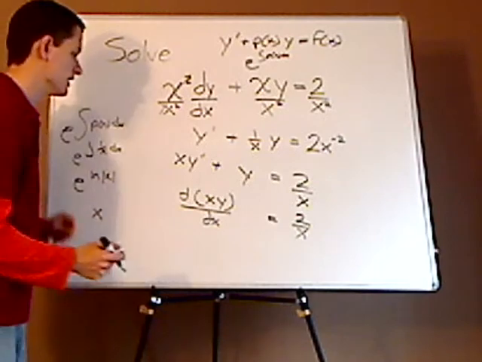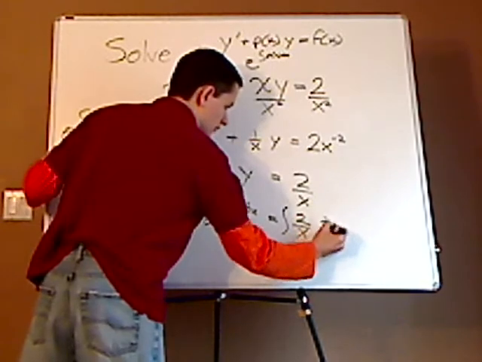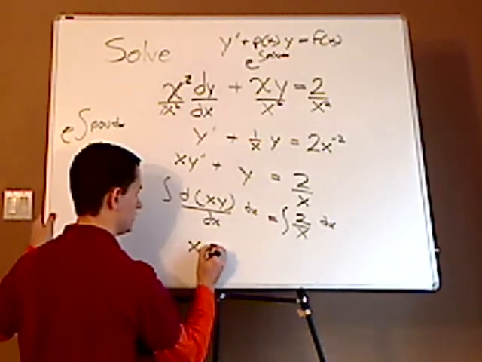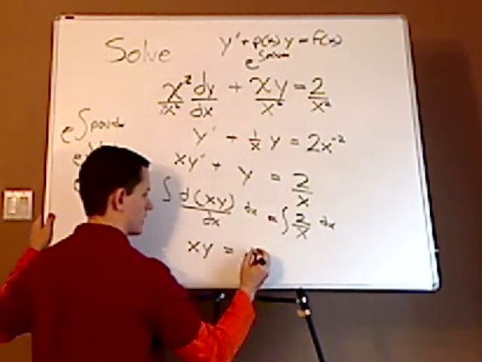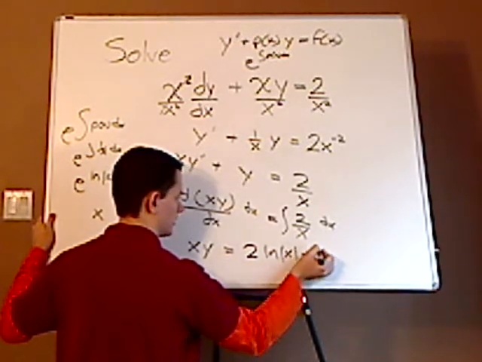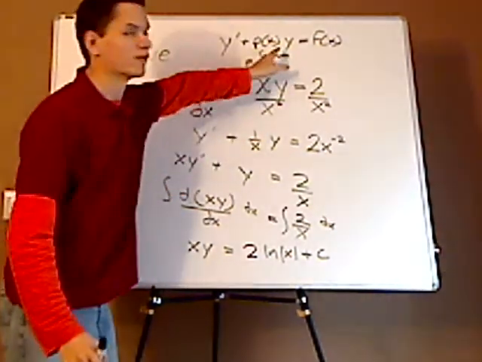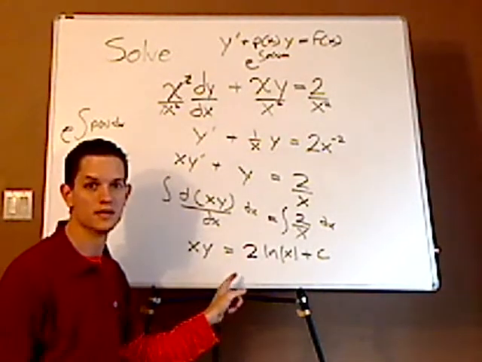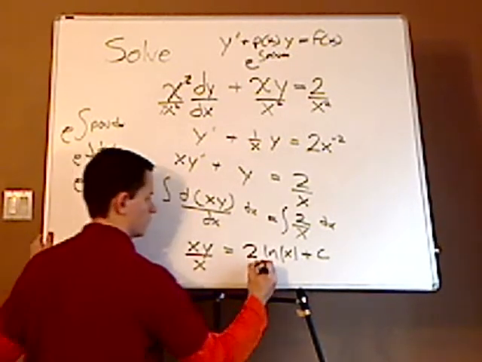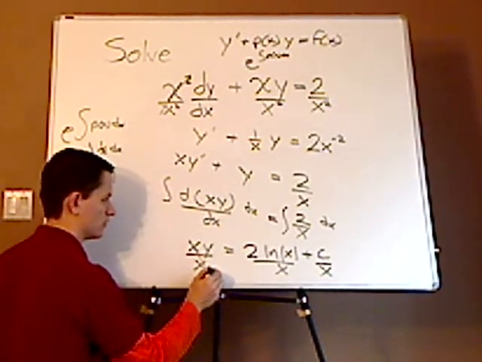Next, what you want to do is integrate both sides with respect to x. Once you do that, this just becomes xy. On the other side, this is 2 natural log of x plus c. Now, you're solving the differential equation, and you're solving for y. So what you have to do here is get y by itself. So you're going to divide both sides by x. When you do that, this cancels.